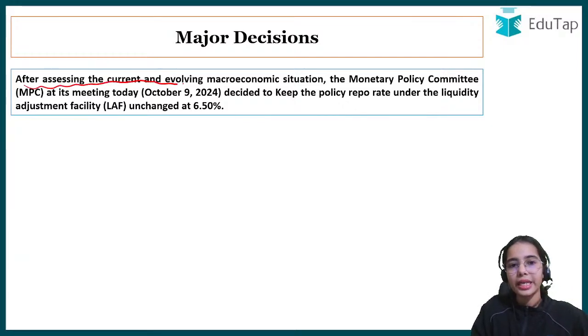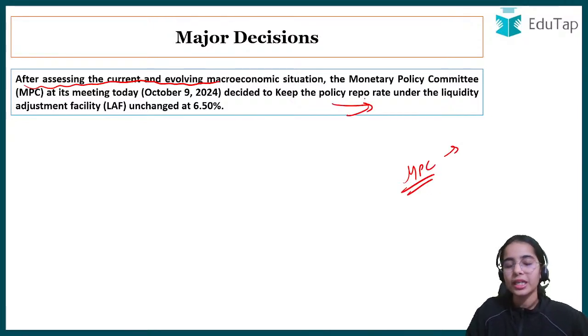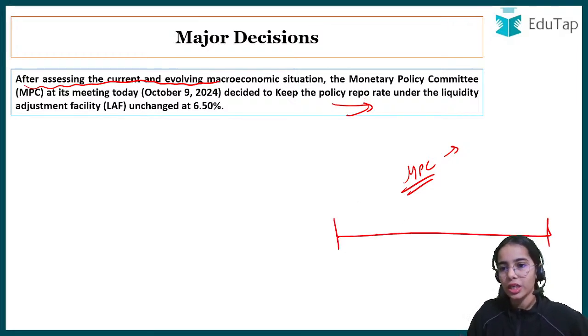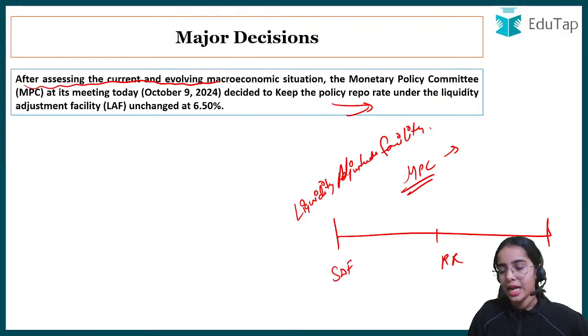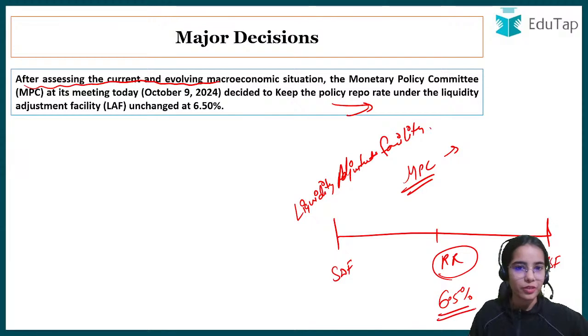After assessing the current and evolving macroeconomic situation, the Monetary Policy Committee has decided to keep the policy repo rate under the LAF facility unchanged at 6.5%. So this is your liquidity adjustment facility. Under this, there is the repo rate, there is the standing deposit facility, and there is the MSF, the marginal standing facility rate. Okay, so the repo rate is kept unchanged at 6.5%.